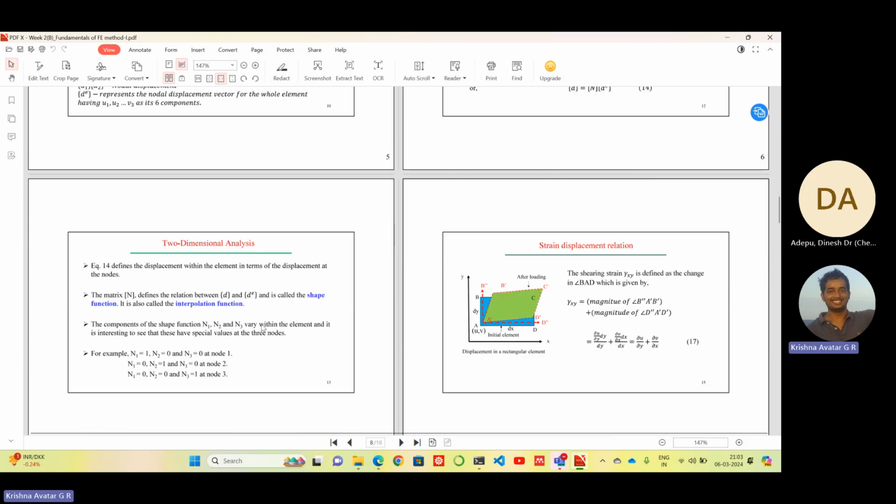Now what we'll do is, the shape functions have some property that they will have the value 1 at the node at which they're defined.